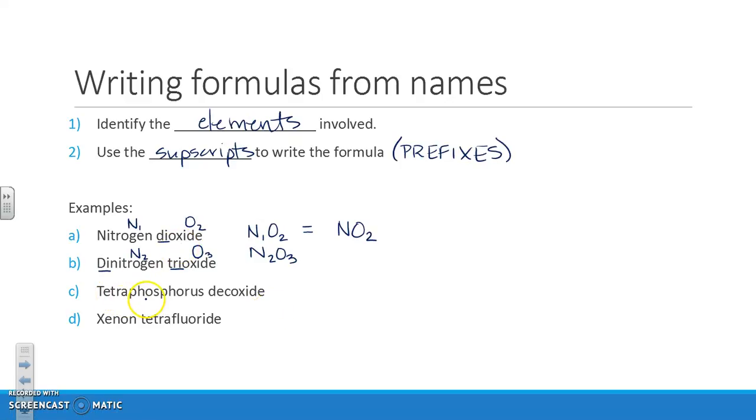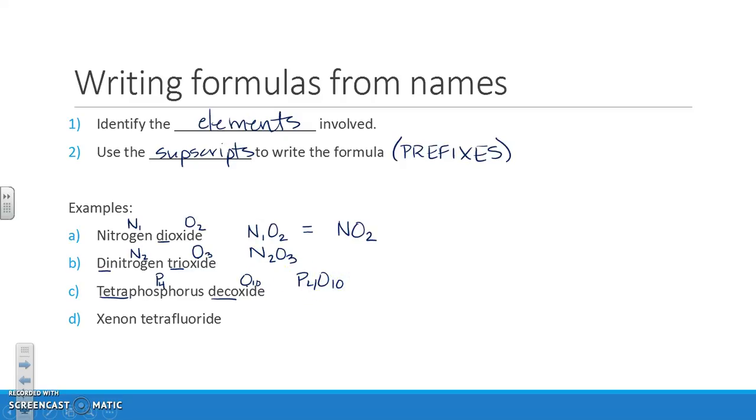Okay, tetraphosphorus decoxide. So in this one we have phosphorus and we have oxygen again. Oxygen's a famous one. It's very famous on the periodic table. It's used in many compounds. Okay, tetra means 4 and deca or dec means 10. They took the A off because of vowel confusion. So this would be P4O10.